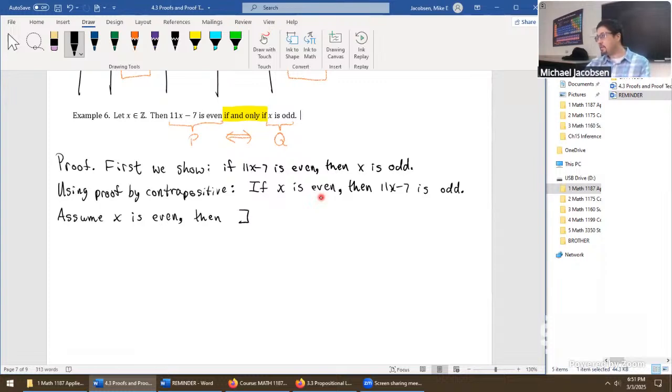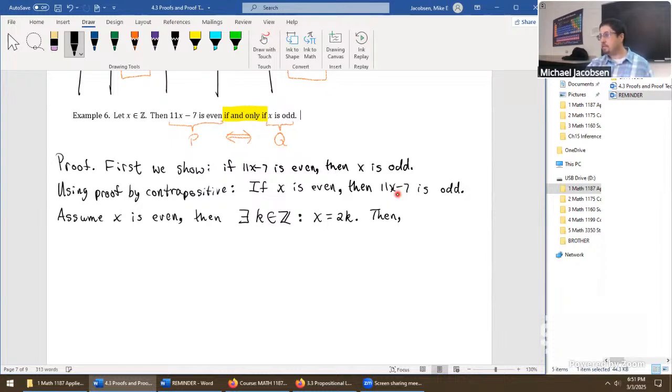You want to say exactly what that means right here and now. Then there exists k in Z, so there exists an integer k, such that x is 2k. In other words, x is divisible by 2, which forces even. We need to show 11x minus 7 is odd, so let's write that out.